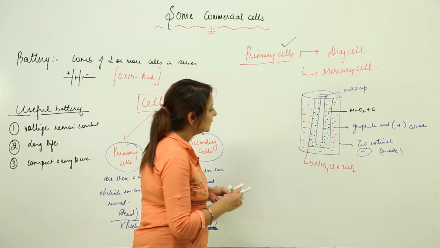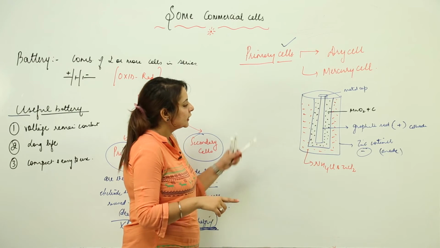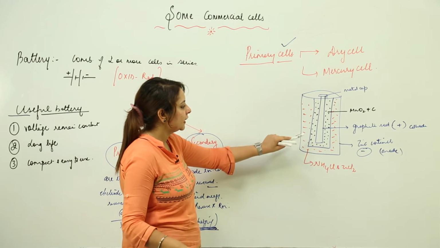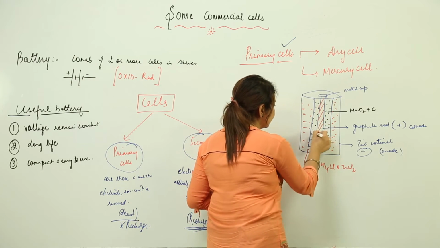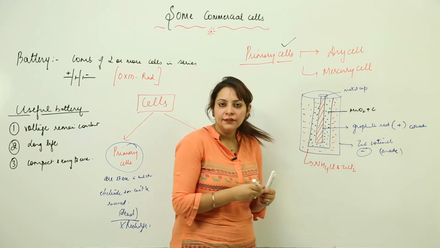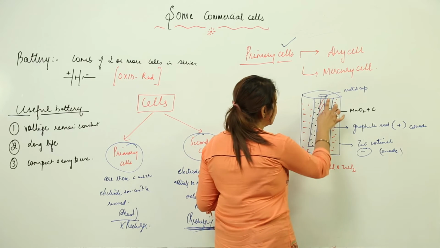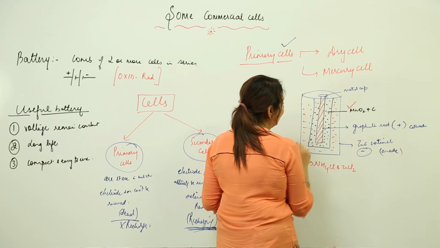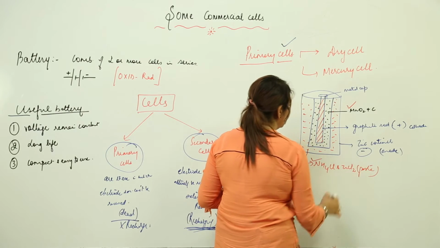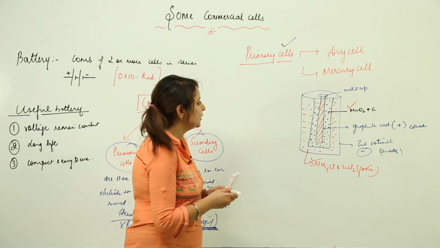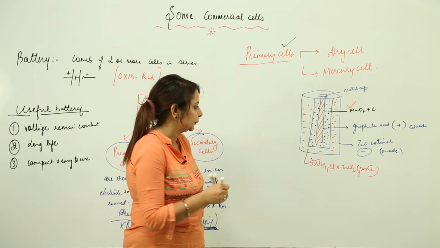So this is the dry cell. I think you got it. It consists of a zinc container, which is acting as the anode. It consists of a graphite rod, this one, serving as the cathode, surrounded by the black substance, that is MnO2 and coke, and the electrolyte which is used is a paste of ammonium chloride and zinc chloride. So this is the dry cell. Now we will see how it actually works.